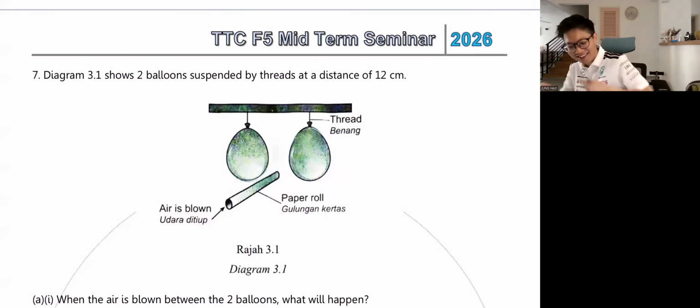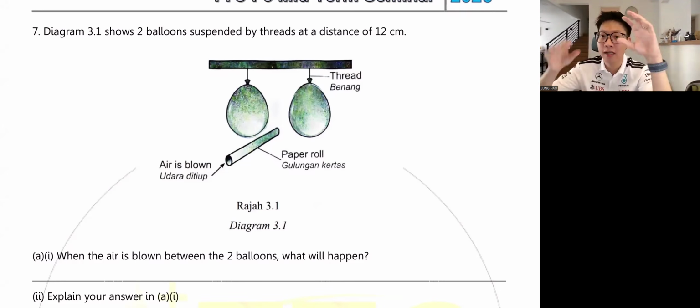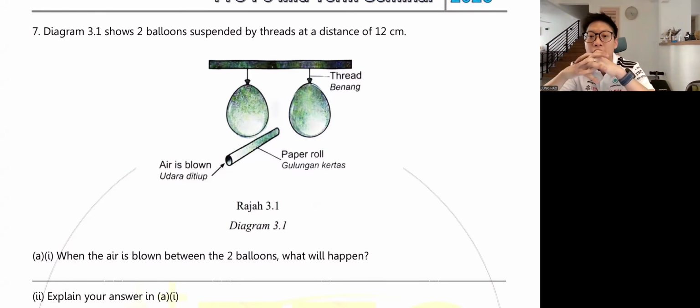Okay, now the figure shows two balloons suspended by a thread at a distance of 12 cm. When air is blown between the two balloons, what will happen? Guys, can you tell me, when I blow air across the two balloons, what will happen to the two balloons? Will they separate or will they come closer together?